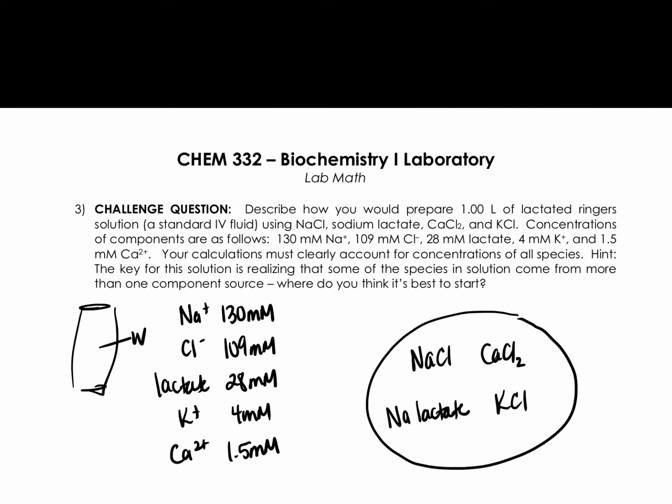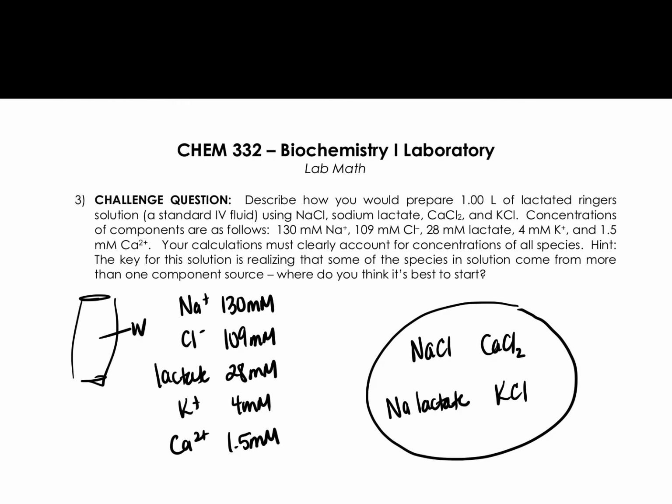One of the inherent things to realize here is that something like sodium, that 130 millimolar, actually has to come from two different sources. Chloride actually comes from 3 different sources. And so we can't just say we want 109 millimolar sodium chloride, because yes, that would give us 109 millimolar chloride, but it would not account for the fact that chloride is also coming from these other 2 salts.